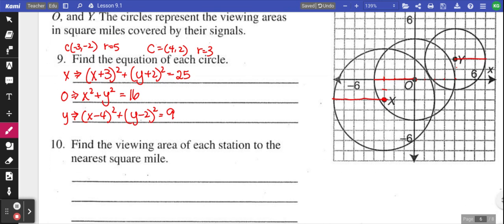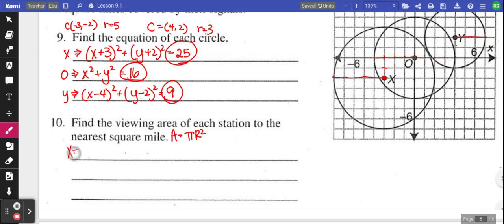Find the viewing area of each station to the nearest square mile. Well, our formula from last chapter for the area of a circle is pi times radius squared. And for all of these, we have already found the radius squared because that's what we're setting this equal to. So for circle X, it would be 25 pi. Circle O would be 16 pi. And circle Y would be 9 pi.